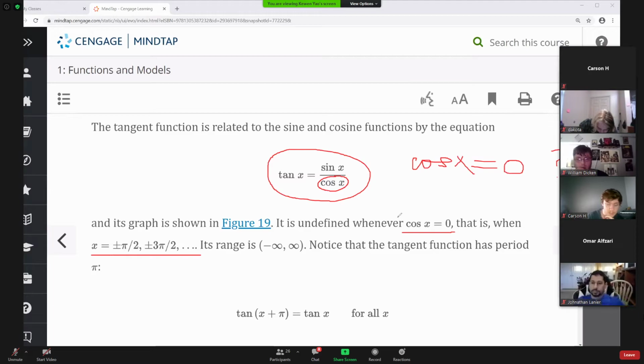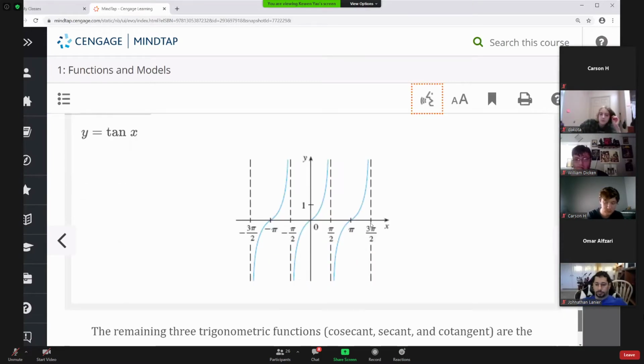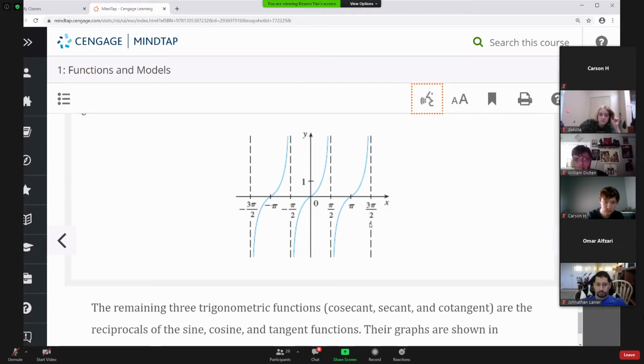So the domain is all real numbers except these numbers. The range is easy: from negative infinity to positive infinity. That's the range. Now you can sketch this function easily. Let's see the sketch of the tangent function. There's a picture of the tangent function. It's easy to see because we learned this last time in Math 1126.